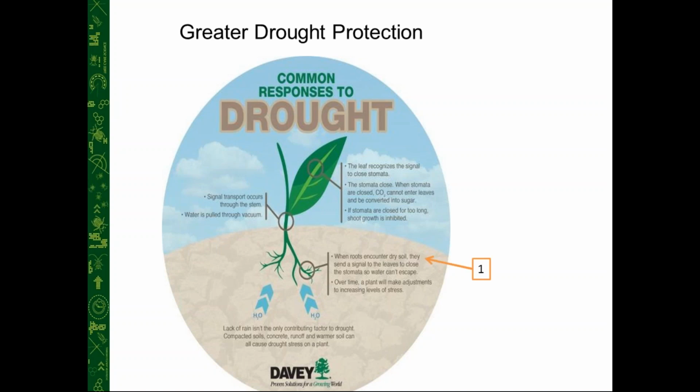So they create this chemical system that goes up through the roots, through the trunk, and finally up into the leaf where it triggers that stomate to close. And again, when we have an increased amount of acetic acid within the plant, that reaction happens faster. So we don't have such a delayed response. The reaction happens faster. The stomates are allowed to close, and we're able to hold on to more moisture within the leaf.